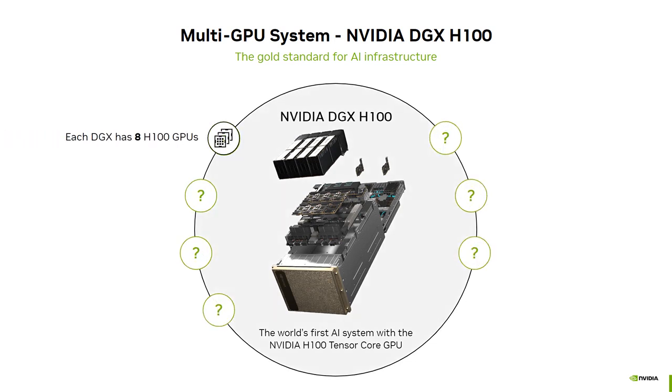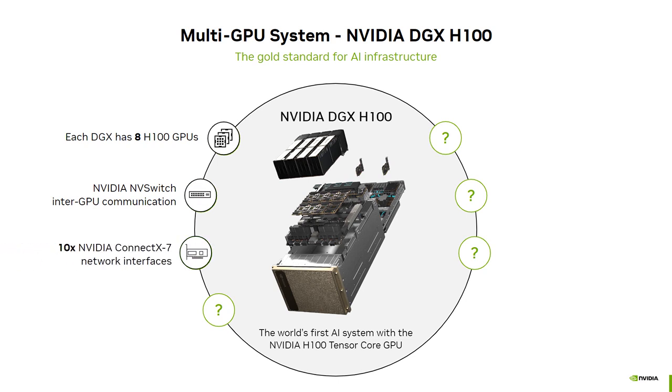Each DGX H100 system has 8 H100 GPUs. NVIDIA NVSwitch provides high-bandwidth inter-GPU communication. The system is configured with 10 NVIDIA ConnectX-7 network interfaces, each with a bandwidth of 400 gigabits per second. It can provide up to 1 terabyte per second of peak bidirectional network bandwidth. When a system is configured with 2 Intel Xeon Platinum 8480C processors, it has a total of 112 cores, which means that it can handle a large number of simultaneous tasks and computations.